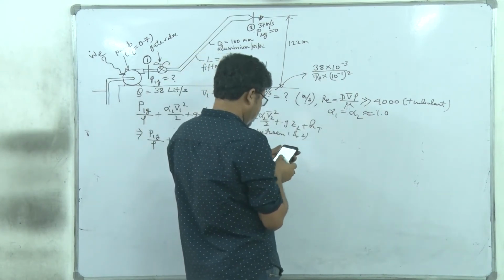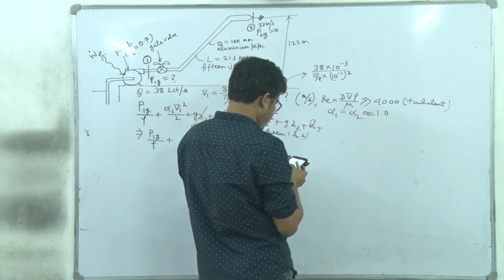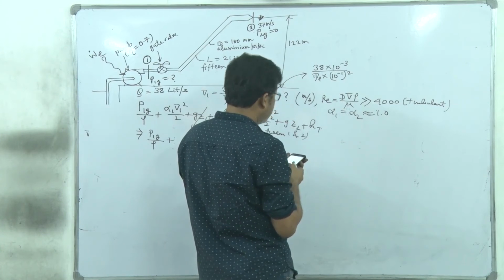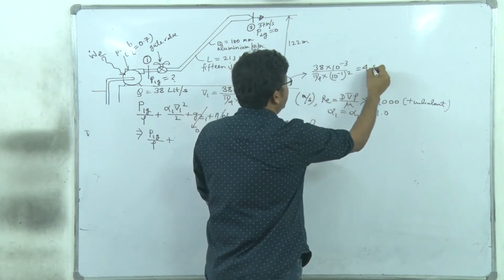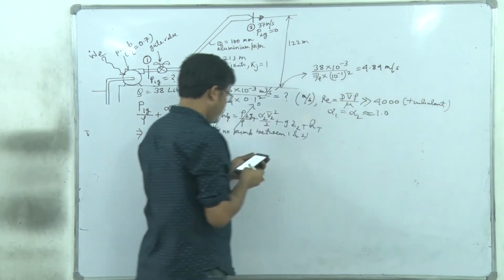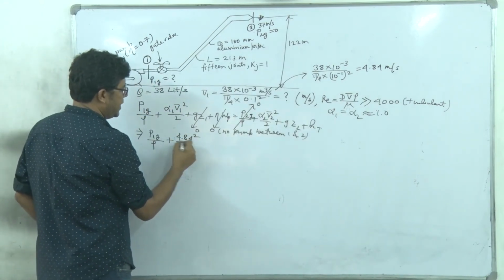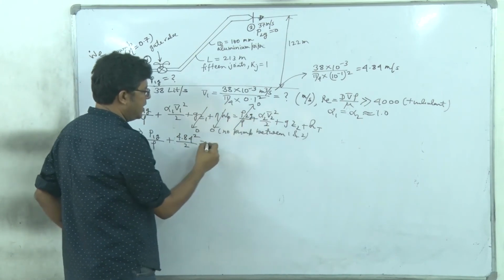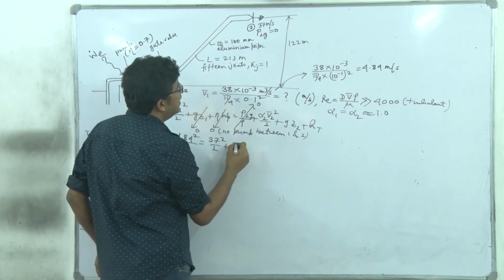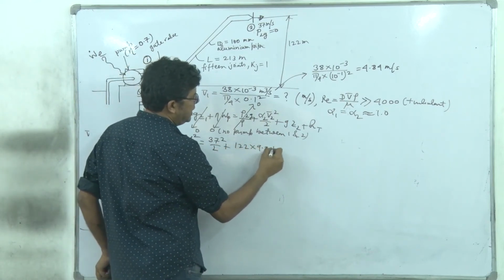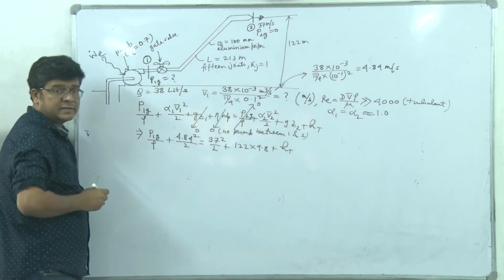So 38 into 4 divided by 3.14, and here 10 to the power minus, so it will be 4.84 meter per second. So here it will be 4.84 square divided by 2 is equal to alpha 2 V2, which is 37 square by 2 plus 122 into 9.8 plus head loss. Right? So head loss is to be solved.